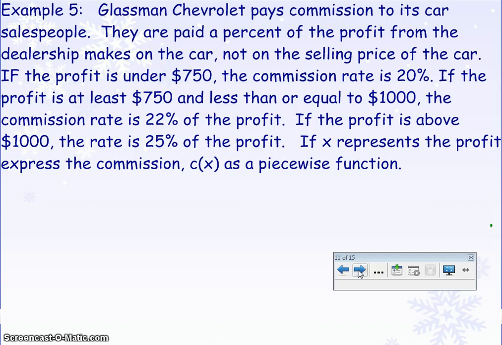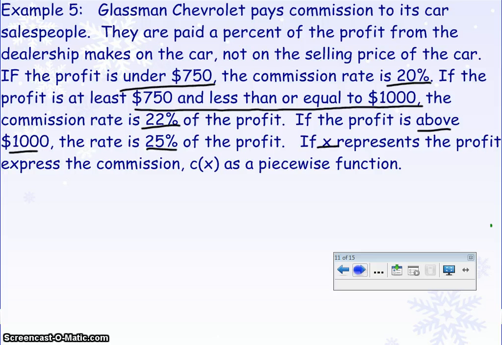Example 5. Glassman Chevrolet pays commission to its car salespeople. They are paid a percent of the profit that the dealership makes on the car, not the selling price of the car. So it's how much profit they make. If the profit is under $750, the commission rate is 20%. If the profit is at least $750 and less than or equal to $1,000, the commission rate is 22%. If the profit is above $1,000, the rate is 25%. If X represents the profit, express the commission C of X as a piecewise function.